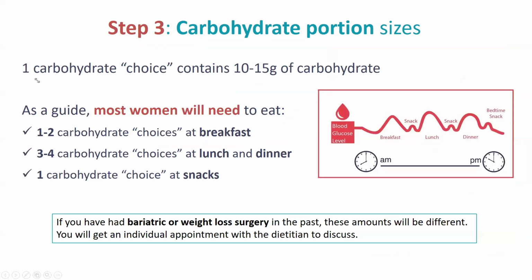So I'm going to explain that we're going to use the term carbohydrate choices to help you understand how much carbohydrates to have at your meals and snacks. So one carbohydrate choice contains 10 to 15 grams of carbohydrates. As a guide, most women will need to eat 1 to 2 carbohydrate choices at breakfast, 3 to 4 carbohydrate choices at lunch and at dinner, and 1 carbohydrate choice at snack times.